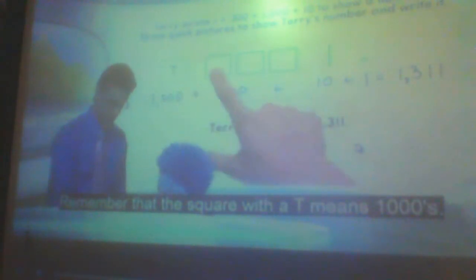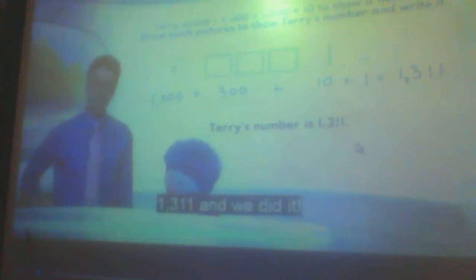Remember, the square with a T means 1,000, and then these mean 100, and I've got 3 of them. And then 1 long is 10, and 1 circle is 1. We put it all together, 1,311. And we did it. We did it.